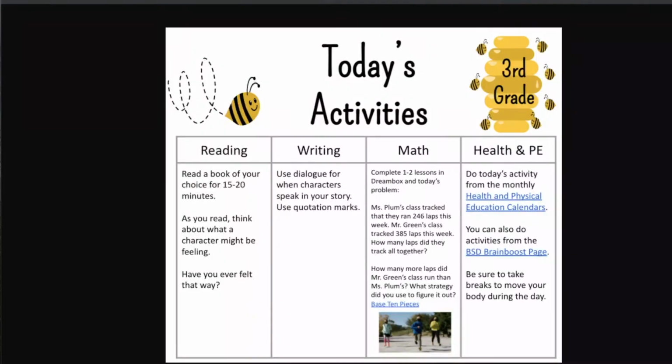So in your writing today, you're going to be having your characters do some talking, and make sure that you have quotation marks before what they say and after.